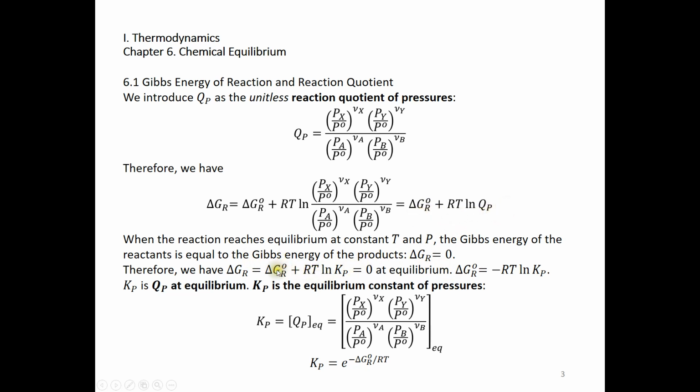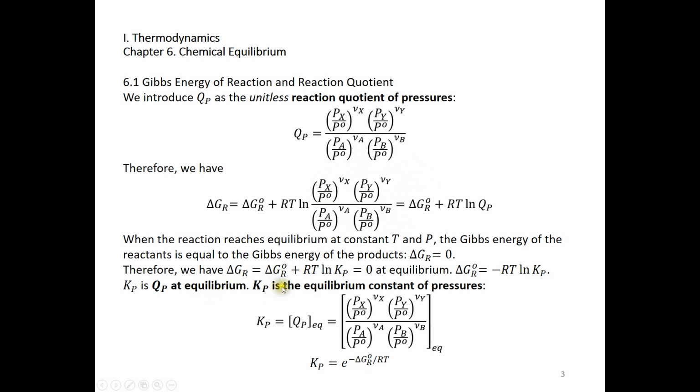The standard Gibbs energy of reaction plus RT times the natural logarithm of K sub P is equal to 0 at equilibrium, and then we have the standard Gibbs energy of reaction equals negative RT times the natural logarithm of K sub P. What is K sub P? K sub P is simply this, Q sub P at equilibrium.